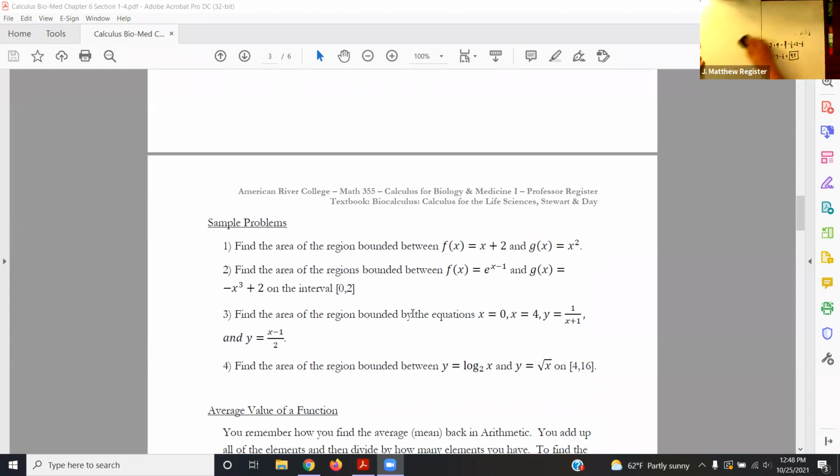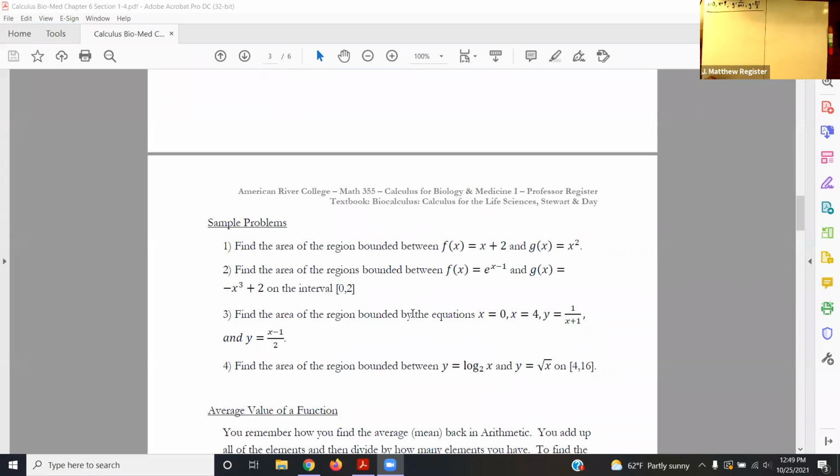Because I believe those are going to cross, and it might not be intuitive where they cross at. And that could make it very fun. And so in this case, we're going to be dealing with find the area of the region bounded between the equations x equals 0, x equals 4, y equals 1 over x plus 1, and y equals x minus 1 over 2.